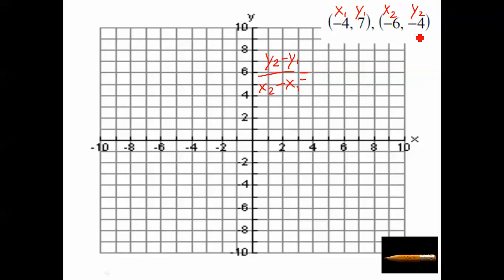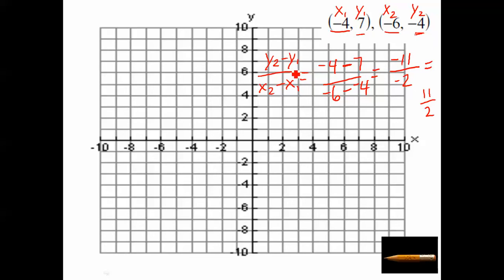Now I simply plug them into my formula. So y2 is negative 4 minus y1 is 7, over x2 is negative 6, minus x1 is negative 4. So negative 4 minus 7 is negative 11, and negative 6 minus a negative 4 is negative 2. So our slope reduces to, a negative and a negative become a positive, so we get 11 halves. So that's how we would do it using the slope formula.